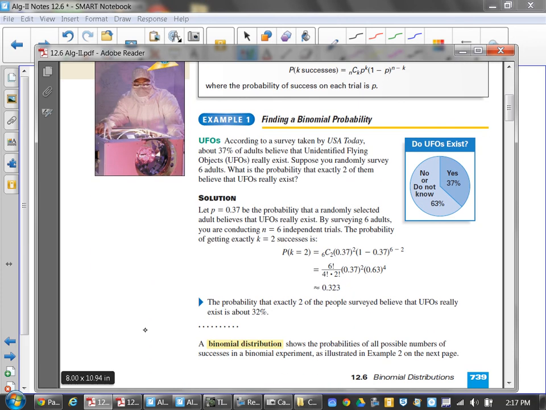According to a survey taken in the USA Today, about 37% of adults believe in UFOs.